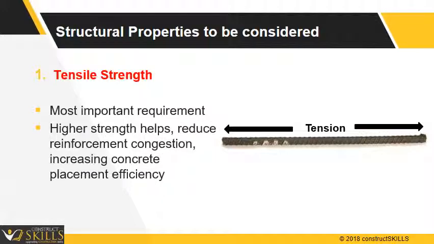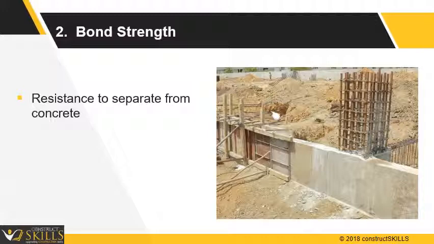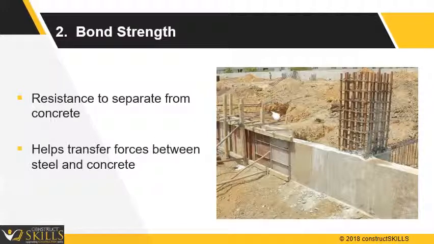Tensile strength. It is the most important requirement of the reinforcement. Higher strength will help to reduce bar sizing and will in turn increase concrete placement efficiency. Bond strength. It is the resistance of rebar to separate from concrete. As we need a composite structure, bond between concrete and steel is very important. A strong bond will help forces to spread easily.